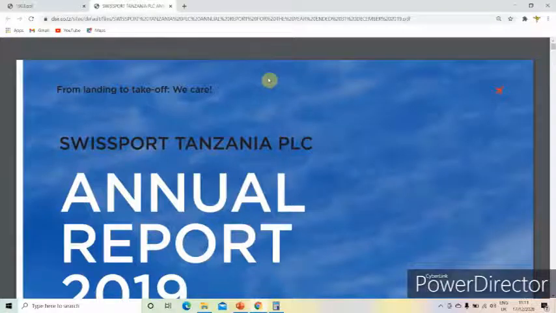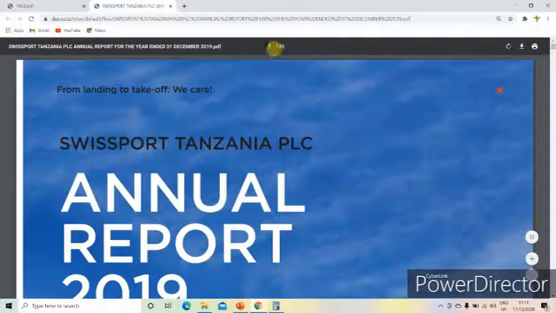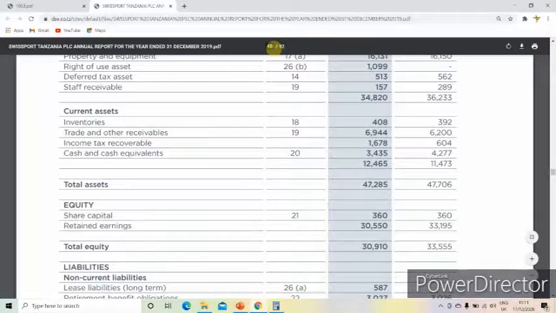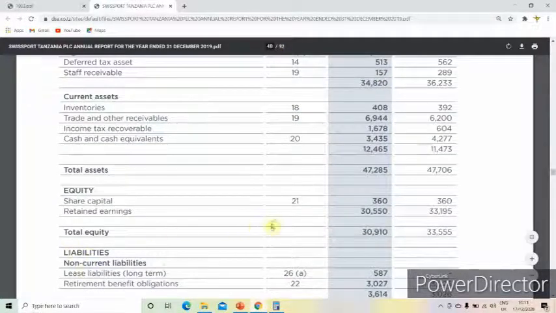So here we are, ladies and gents. For this example, we're going to use the Swissport Tanzania company as of the year 2019. Now remember, the main objective here is to calculate the book value per share. So we're just going to head straight to the statement of financial position, and we should be able to get the book value, which is the same as total equity, as 30,910,000,000. Now, earlier in this video, we said that the total shareholders' equity is the same thing as the book value, and it's the same thing as the net assets.